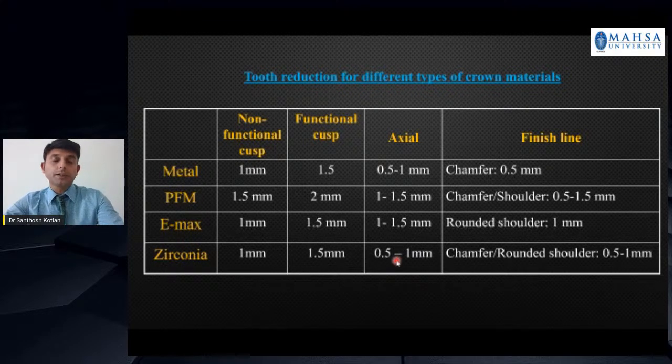PFM, you either go for chamfer or shoulder depending on which area you're giving ceramic. One common misconception is PFM always means lingual metal and buccal ceramic, which is not always true. You can still give a completely covered ceramic on the metal coping. In that case, all over you will be doing the shoulder. Emax, rounded shoulder, and if you're going zirconia, depending on how much preparation you're doing, you can either go for a chamfer or a rounded shoulder.